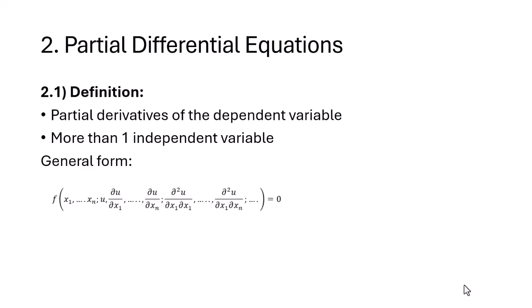Secondly, we have partial differential equations. So a partial differential equation is a differential equation containing partial derivatives of one or more dependent variables, with more than one independent variable. So it can be written in the form right here. It's a function of the independent variables x1 till xn, depending on the number of independent variables, and then function u, and then partial derivatives of u with respect to the one or more independent variables.